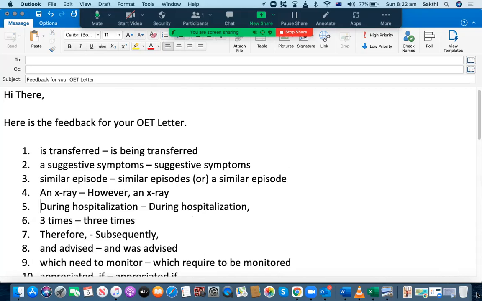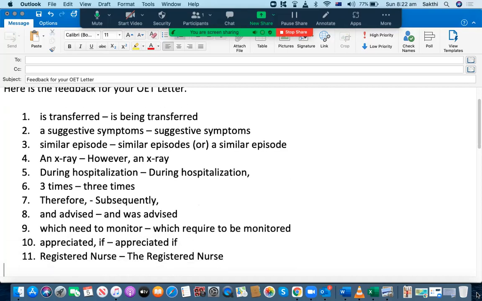Okay, let's go to the next one. During hospitalization, that is a mistake. 6 is a recommendation only. Therefore, it's not properly connected. And then unadvised, that's a mistake. Okay, which need to monitor, that is also a mistake. That's a major mistake. Number 9 is a major mistake. Number 10 is a mistake, but yeah, it's okay to misplace the punctuation marks, such as one in one instance. That's fine. And then 11 is a recommendation.